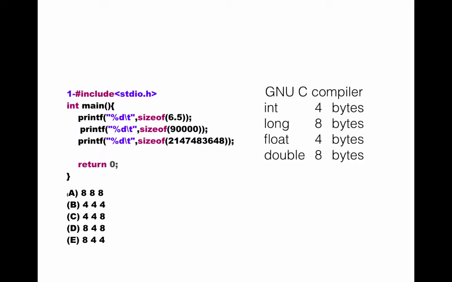In this lecture, we are going to discuss some questions which focus on the data types in C. The first question is about three values; each of them has a different size. The first one is 6.5, the second one is 90,000, and the third one is this big number. And we have all the data types in the GNU C compiler. So let's start with 6.5. Is it a float or a double?